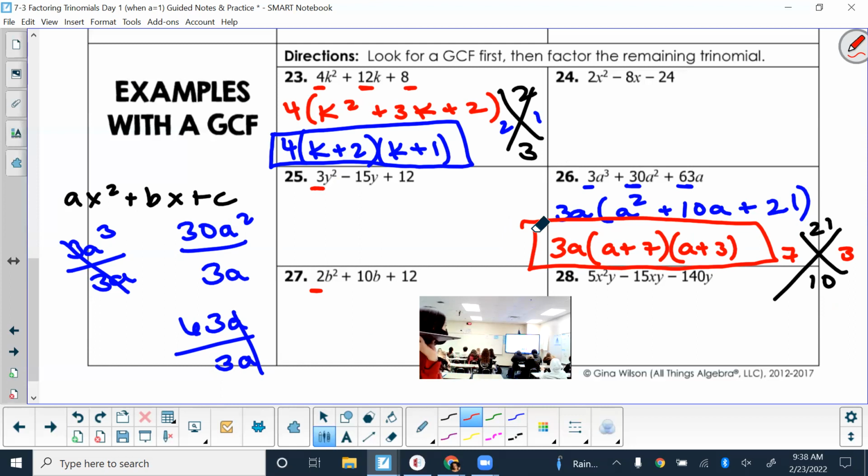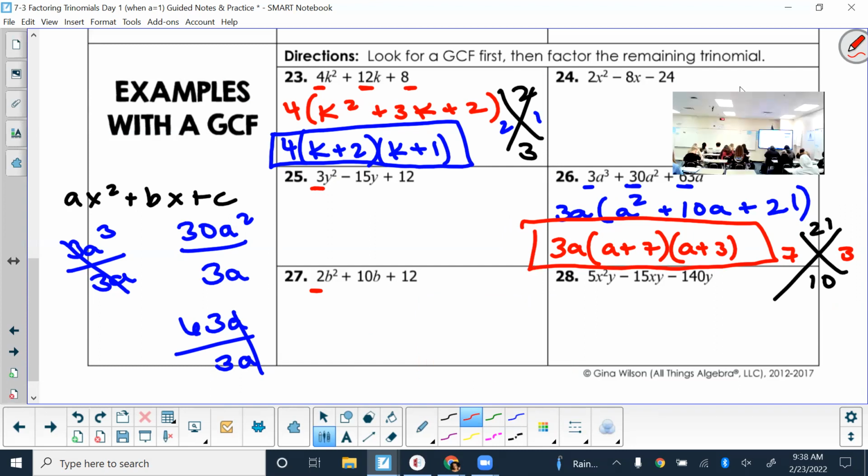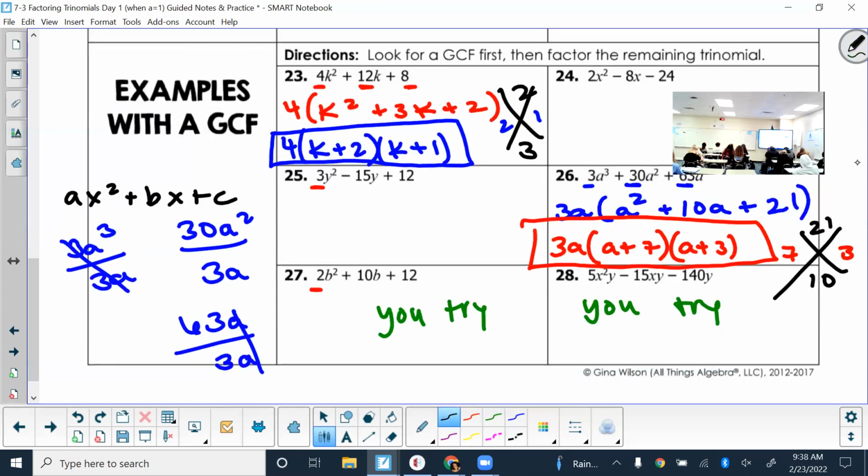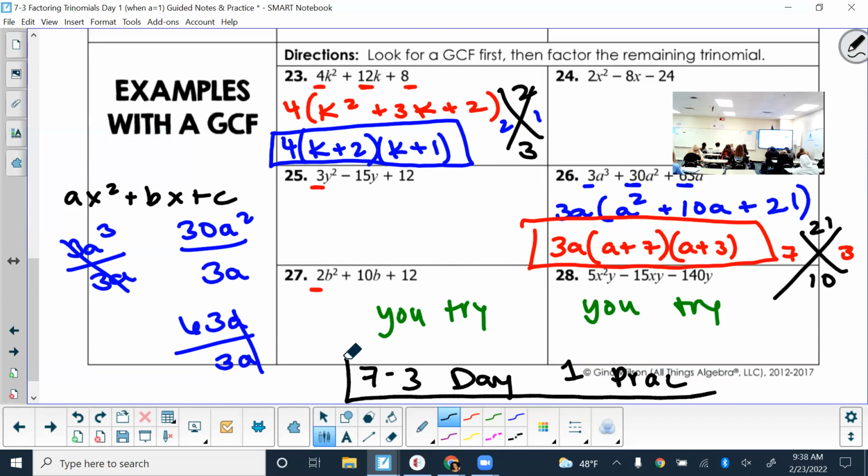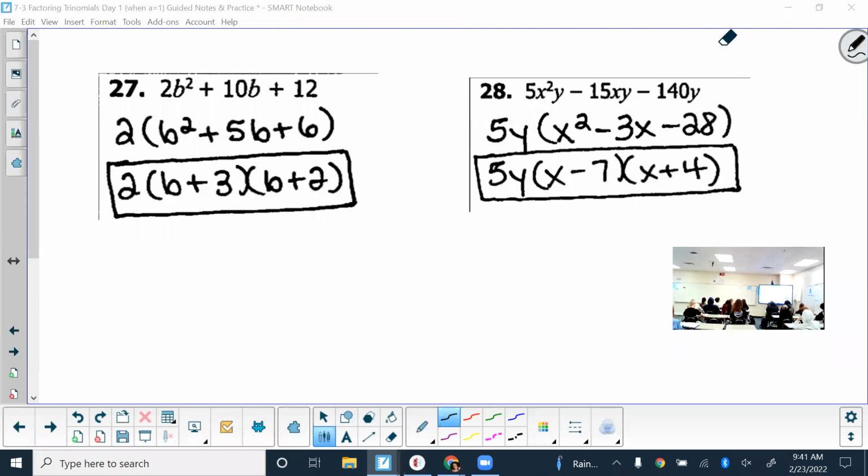Questions about 26? All right, so then the ones that you guys will try will be 27 and 28. We'll go over them. I'll give you 2 minutes. We'll go over them in 2 minutes. If you finish early, then do start your practice. And make sure you're doing the 7-3 day 1 practice. That's the one from yesterday. If you try the day 2 practice, we haven't gone over that yet, so don't start the day 2 practice yet. If not, then just listen to the explanation.